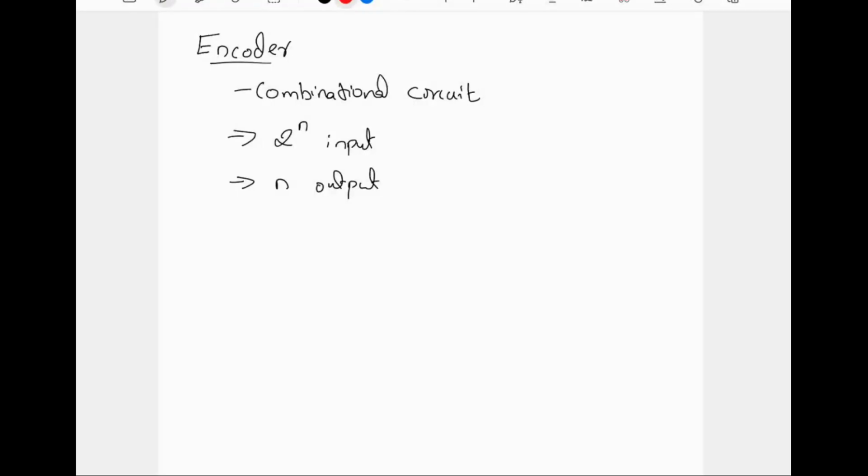In this session, we will see about encoder. An encoder is a combinational circuit that performs the reverse operation of decoder. It has a maximum of 2 raised to n input lines and n output lines. Actually, an encoder will produce a binary code equivalent to the input.